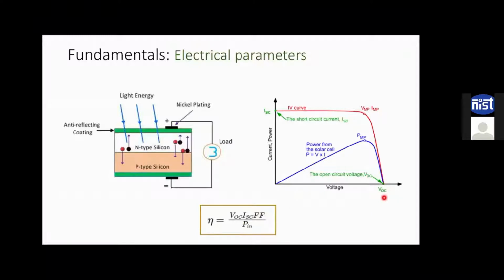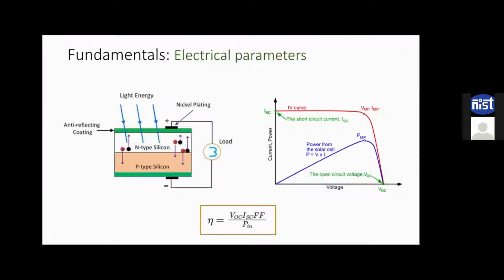VOC is the open circuit voltage. That means it is the maximum voltage that you can extract from this solar cell when it is in open circuit condition. That means there is no load connected and the terminals are open. ISC is the short circuit current. That means this is the maximum current that you can get from your solar cell if both the terminals are shorted.